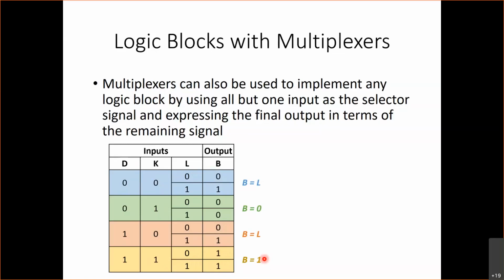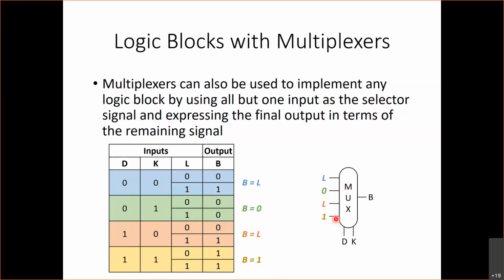So the way that we can use a multiplexer to implement the circuit specified by this truth table on the left. By the way, if you remember, this is our car warning system example. What we can do is simply have a multiplexer where our selector signals are D and K. And for the input that corresponds to DK being 0, 0, we're going to have L, because we know that when D and K are 0, 0, B is equal to L. For the input that corresponds to 0, 1, we're going to have 0, so that B will be 0 in this case. For the one where DK are 1, 0, we're going to have L, corresponding to B equals L over here.